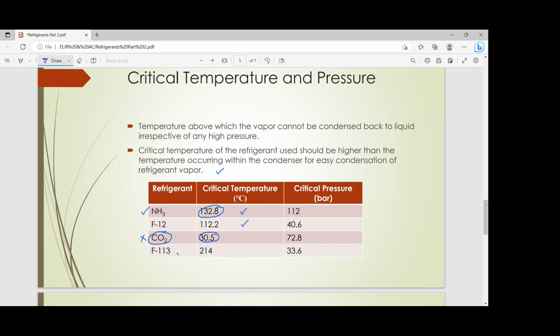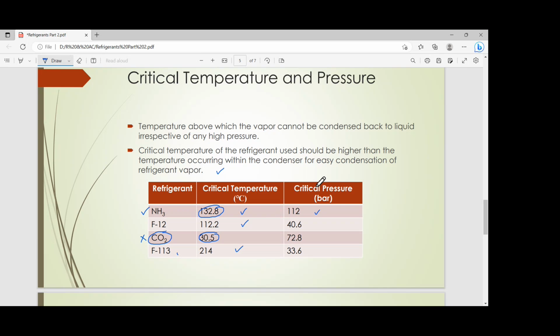And Freon 113, the critical temperature is 214 degrees centigrade, and the corresponding critical pressures are also given. So in all these cases, the temperatures and the corresponding critical pressures are very huge, and these temperatures and pressure levels we are not going to achieve in a refrigeration system. So it is possible for us to select ammonia, Freon 12 and Freon 113 in our refrigeration system, where it is possible for me to condense the refrigerant vapor back into refrigerant liquid in the condenser.